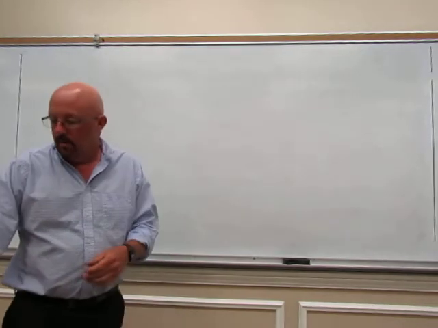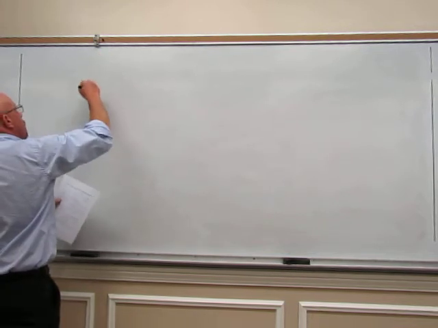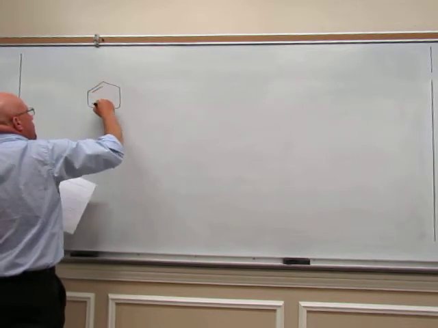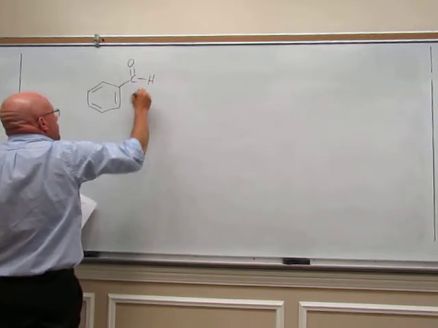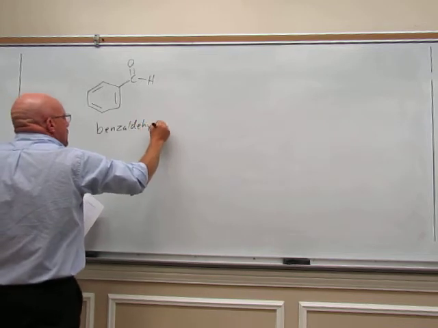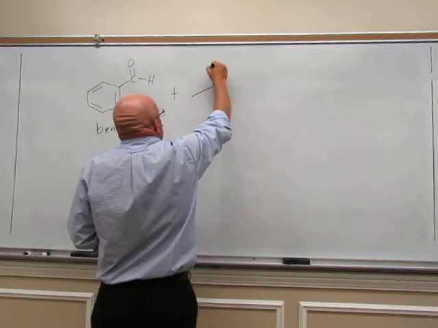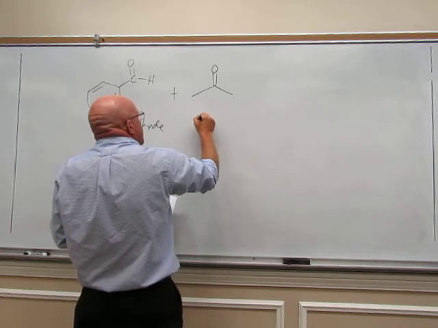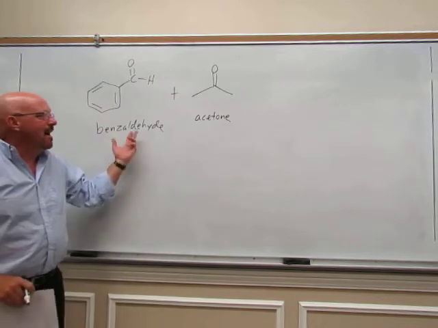This week in lab, we are doing an Aldol condensation, and we're doing a crossed Aldol. We are going to take an aldehyde, and the aldehyde that we are using is benzaldehyde. And we're going to react this with a ketone. And the ketone that we are using is acetone. So this is a crossed aldol between an aldehyde and a ketone.